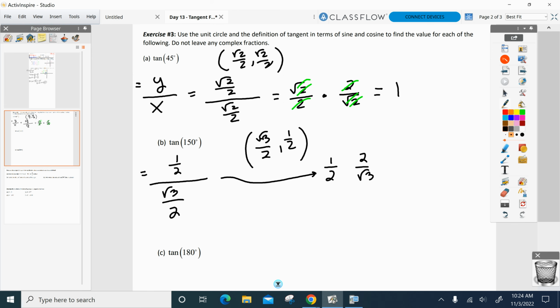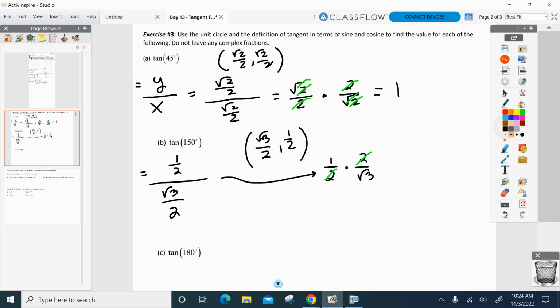Oh yeah, I'm glad some of you are bringing that up. If you have a radical in your denominator, that's only a bad thing unless it's in your final answer. So just leave this like this for now. Don't try to convert it right now. Just do your thing, multiply them. And what cancels out? 2. Wait till the end if you have to.